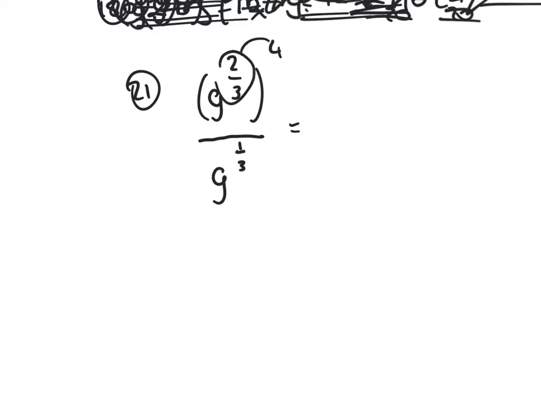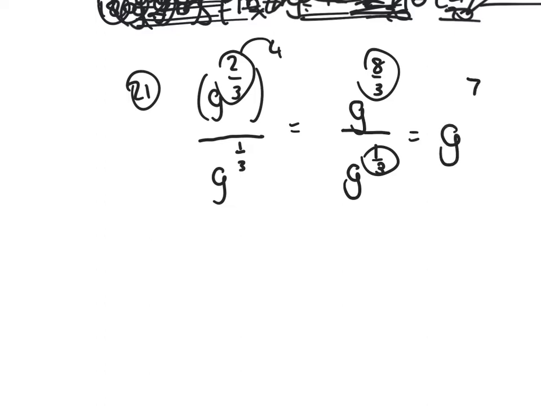Okay, so we're going to multiply the powers. 2/3 times 4. 4 lots of 2/3 is 8/3, so that's g to the 8/3 divided by g to the 1/3. We're now going to subtract powers since we're dividing. 8/3 take away 1/3 is 7/3, g to the 7/3.